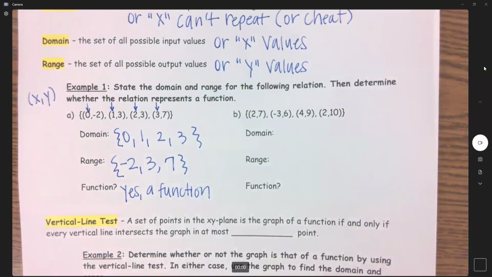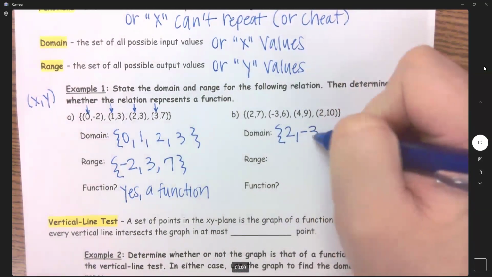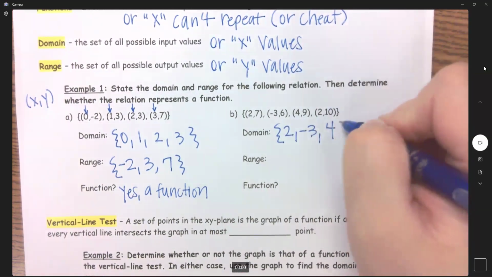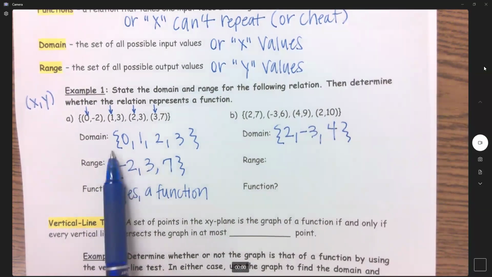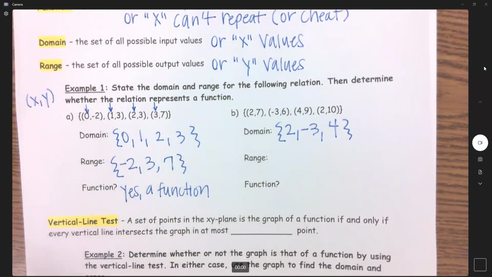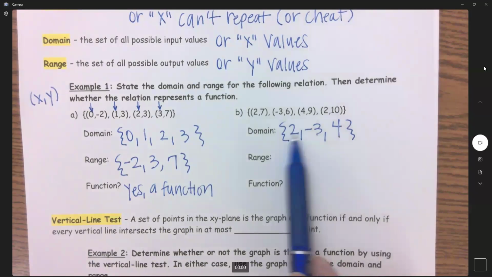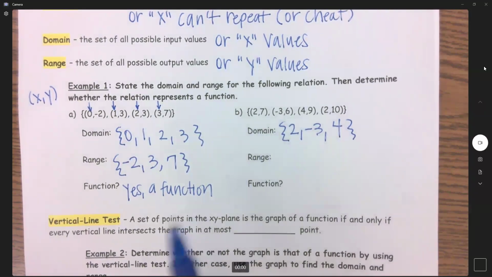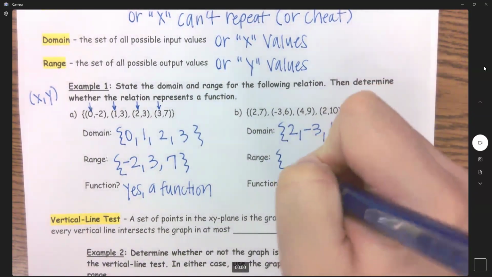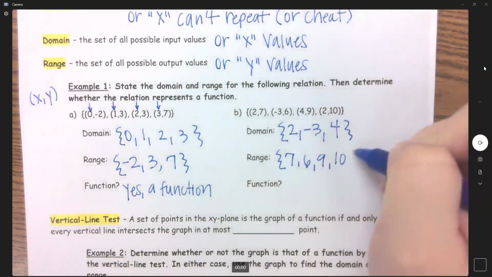So let's look at B. First, let's state the domain. So we have 2, -3, 4. I already have 2 in here, so I'm not going to rewrite it. Now, if you notice on the first one, this always went from least to greatest because that's just the way they were listed in the ordered pairs. It doesn't matter when you have individual numbers. So if you want to switch that -3 and 2, go ahead, but it's not necessary. And then your range would be 7, 6, 9, and 10.